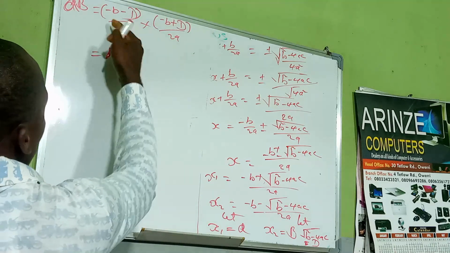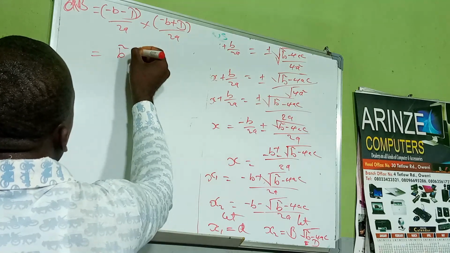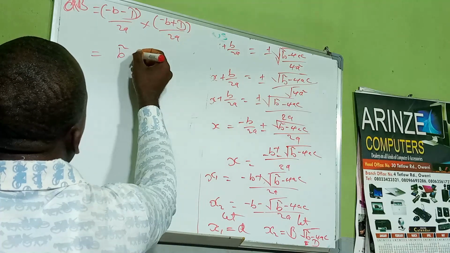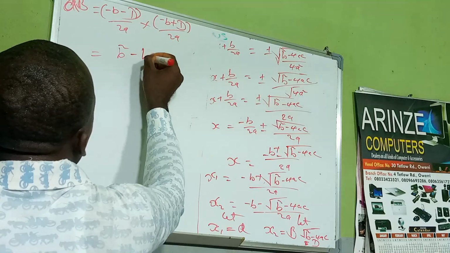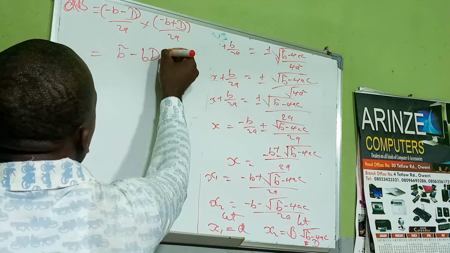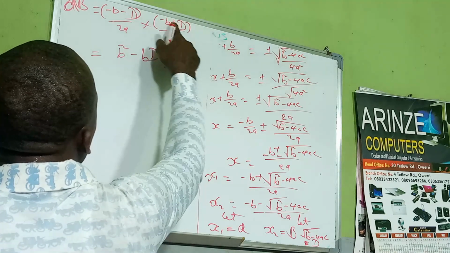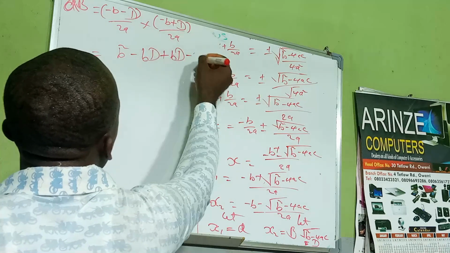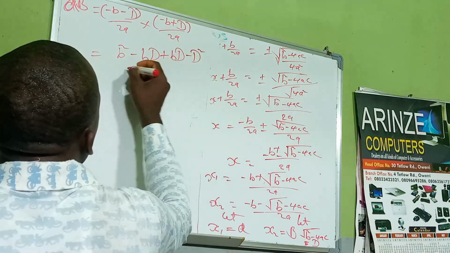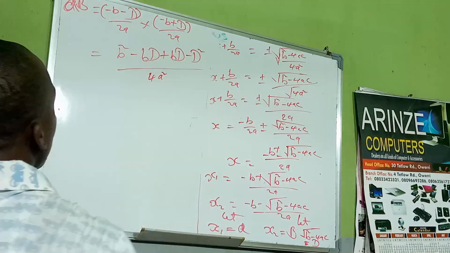So we have minus times minus is what? Plus. Then b times b is what? B squared. Then minus times plus is what? Minus. B times d is what? BD. You understand? Then plus, minus times minus is what? Plus. B times d is what? BD. So minus times plus is what? Minus. D times d is what? D squared. So all over 2 times 2a times 2 is what? 4a squared. You understand?